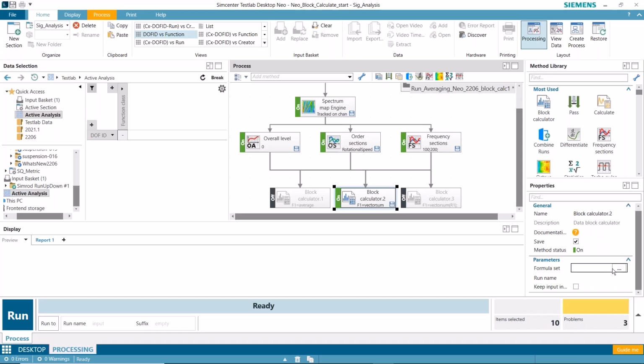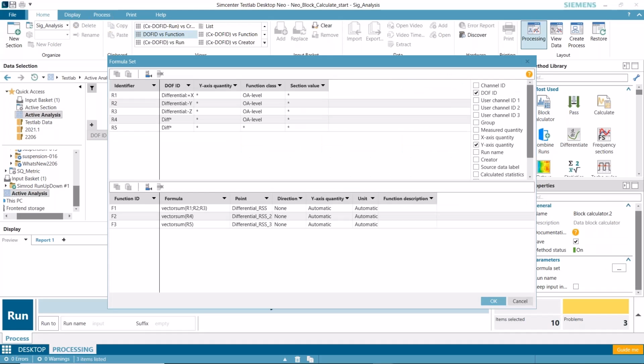So in this block calculate method, this is where I'm showing vector sum for my overall levels. So there I have my overall levels chosen in the top, overall level for differential x, differential y, differential z. I'm also specifying with diff asterisk, so that's using a wildcard. So that's going to find all three of my overall levels. And then here I haven't specified the function class. So see how it says time here? This is what I was telling you about.